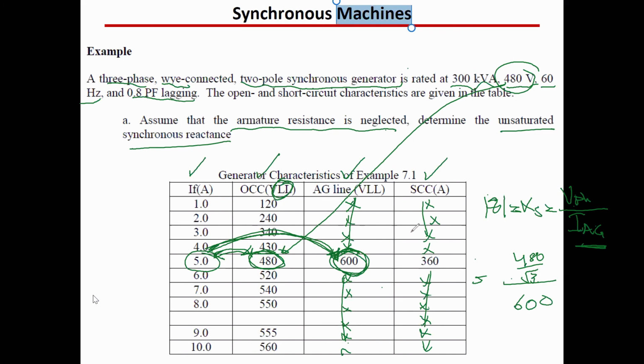How does the air gap line refer to the IF? The value that will give us the 480 from the open circuit test, the field current will be 5. So if you apply 5, you get the rated voltage here. And if you also apply this 5 to the short circuit test, you will get 600 from the air gap line.